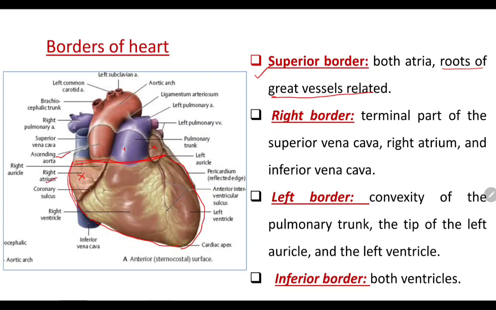Then here we have the right border. Which chamber? We have the right atrium. Then at the upper part we have the superior vena cava, at the lower part we have the inferior vena cava. The whole is the right border. Then the left border is mainly formed by the left ventricle and part of the pulmonary trunk. Then the inferior border is mainly formed by the right ventricle, 2/3, and 1/3 by the left ventricle.